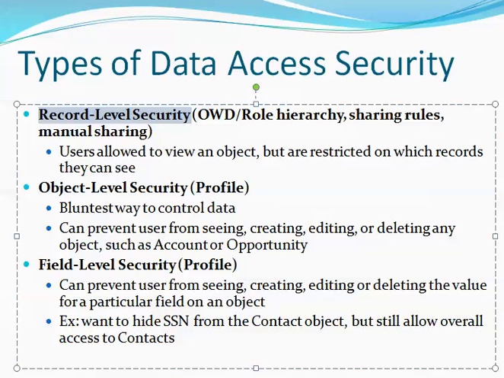But object level security is related to profiles. This is the bluntest way to control data. You can prevent users from seeing, creating, editing, and deleting any object, such as an account or opportunity. And then there's field level security, also related to profile. Now you can prevent users from doing the same. A good example would be if you want to hide the social security number from the contact object, but still allow overall access to contacts.